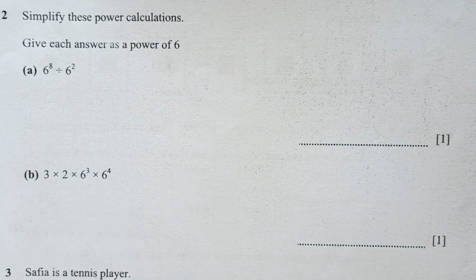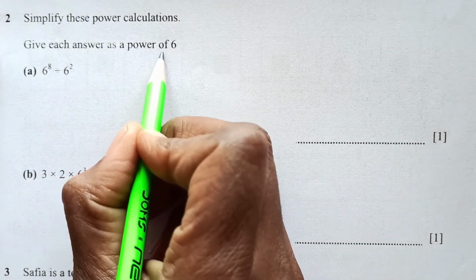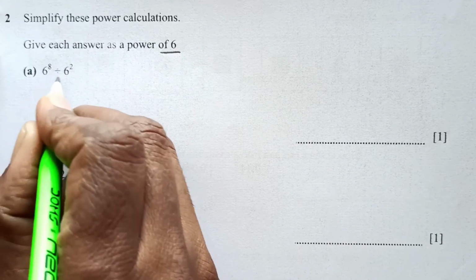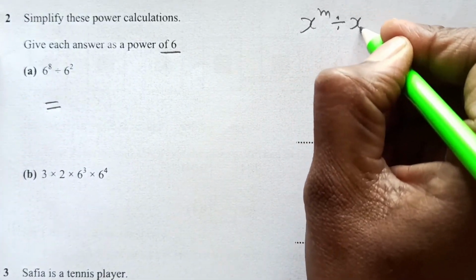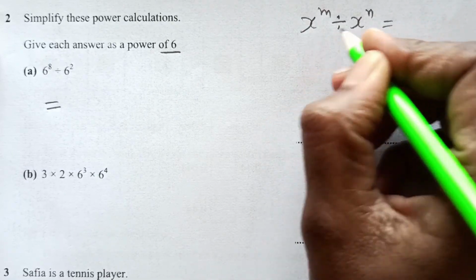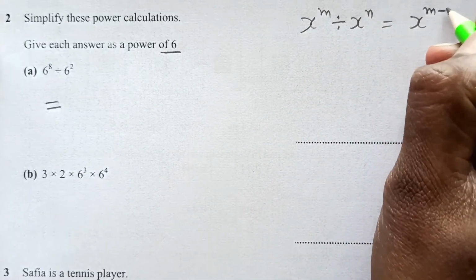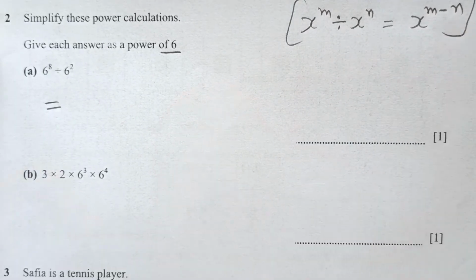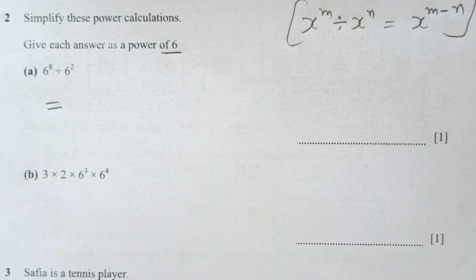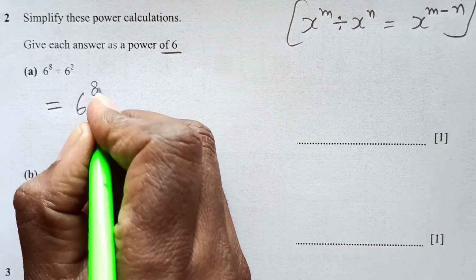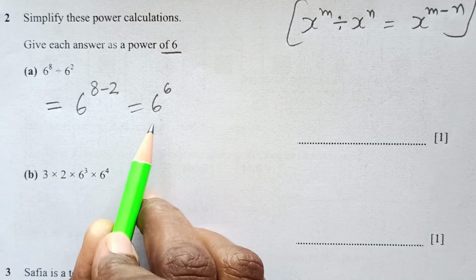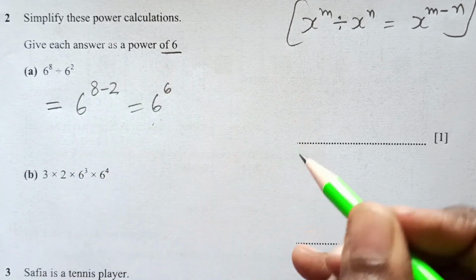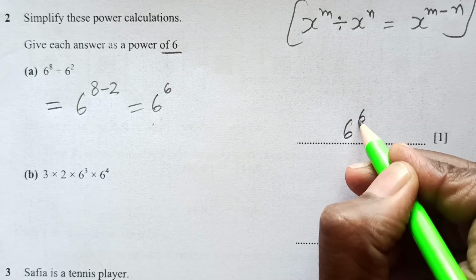Simplify these power calculations. Give each answer as a power of 6. So the base is the same. When the base is the same, the rule is x power n divided by x power m, so we subtract the powers. This is the law of exponents. So this is 6 power 8 minus 2, that is 6 power 6. We do not have to do the calculation because the answer should be a power of 6. So it is 6 power 6.